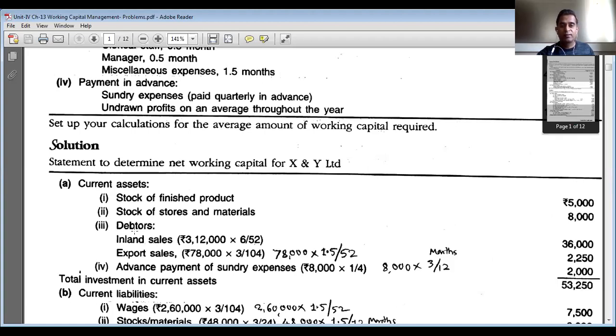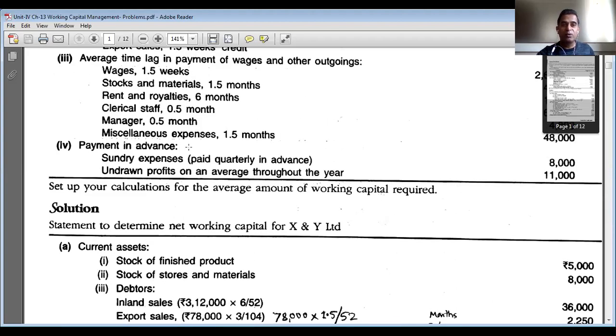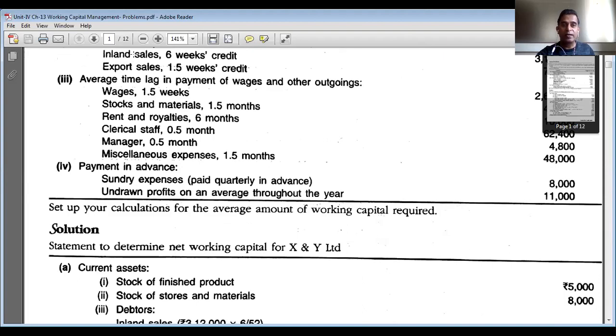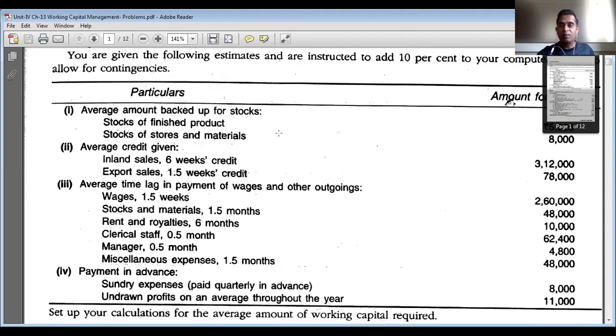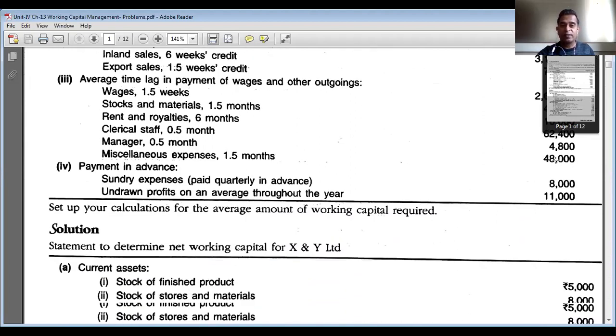The second current asset is the debtors. As I said, there are two types of customers, one within the country and second outside the country. The credit period given to customers within the country, inland sales, is 6 weeks credit, and the amount is 3,12,000 rupees. Okay, so how much working capital is required to finance this current asset?